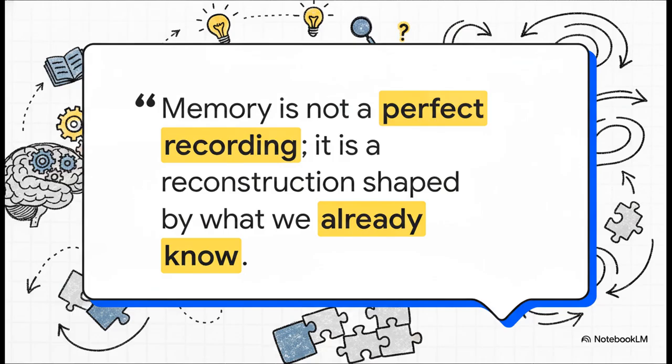I want to leave you with this final, rather provocative thought summarizing our explainer today. Memory is not a perfect recording. It is a reconstruction shaped by what we already know. So the next time you find yourself absolutely certain of exactly how an event unfolded, take a moment and ask yourself, are you remembering the exact objective truth, or are you just remembering a story that perfectly fits your schema?